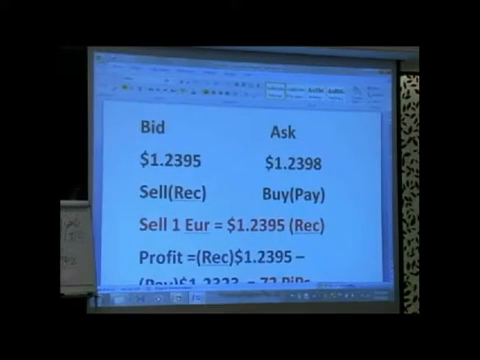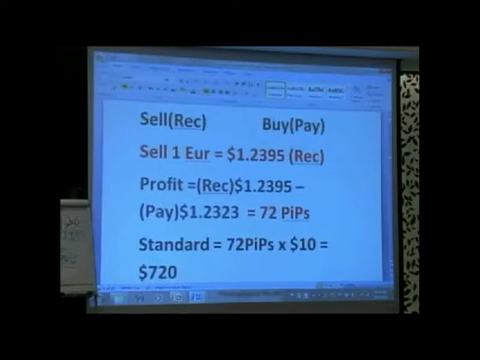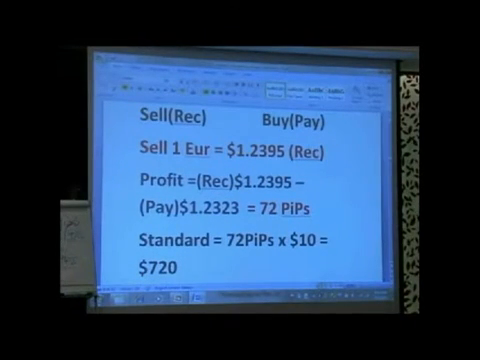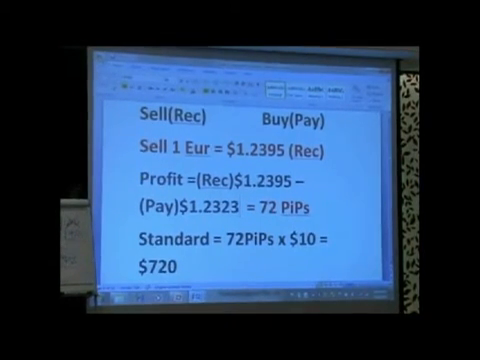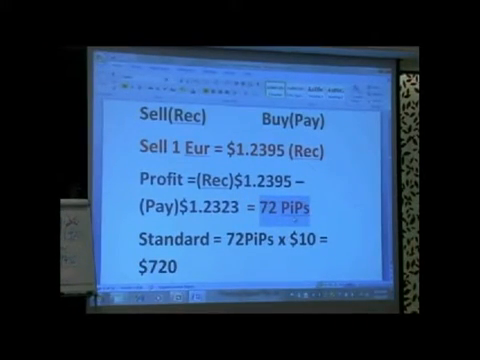So we know our buying price and we know our selling price. All we need to do now is to calculate our profit. So we received 1.2395, we paid 1.2323. So how do we calculate the profits? You always calculate the profits by ignoring the decimals. So if I ignore the decimals, how much do we get? 72 pips.